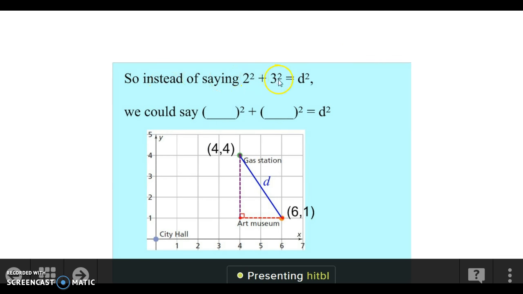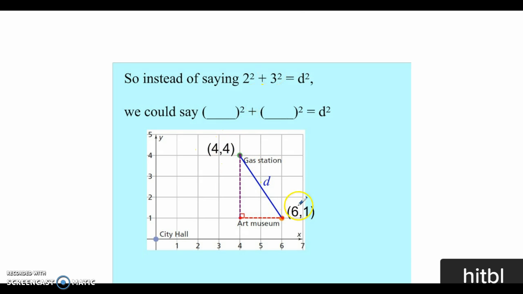Okay, so instead of saying 2 squared plus 3 squared, we could put in our coordinate points instead. We could say 6 minus 4, our x values. We could subtract those. And then we could also subtract our y values to get us our 3. 4 minus 1.